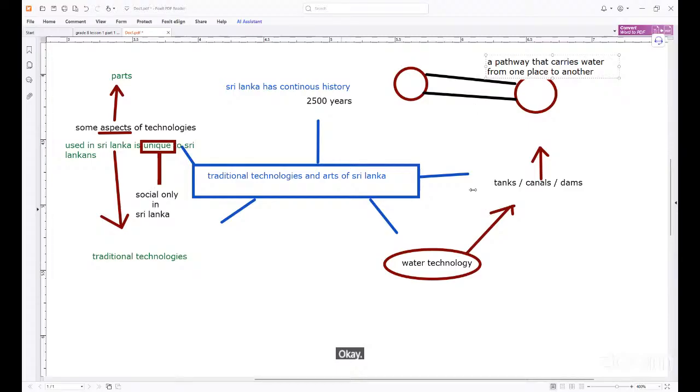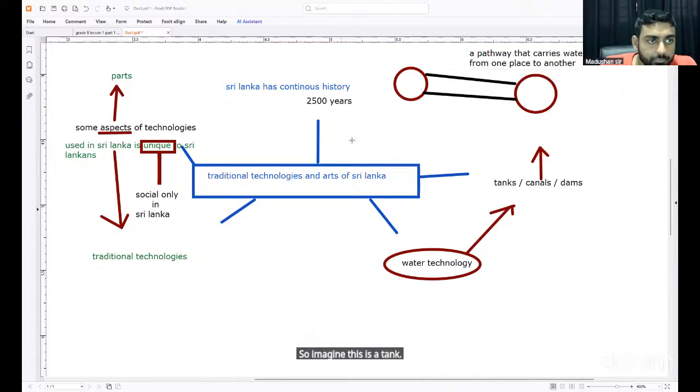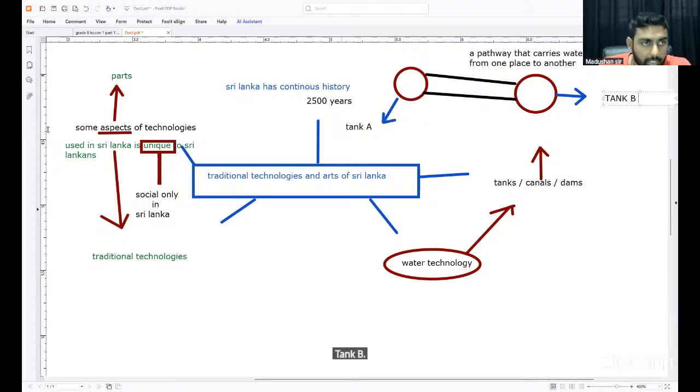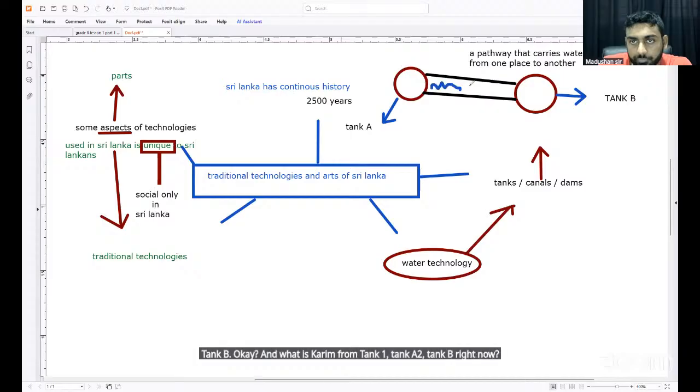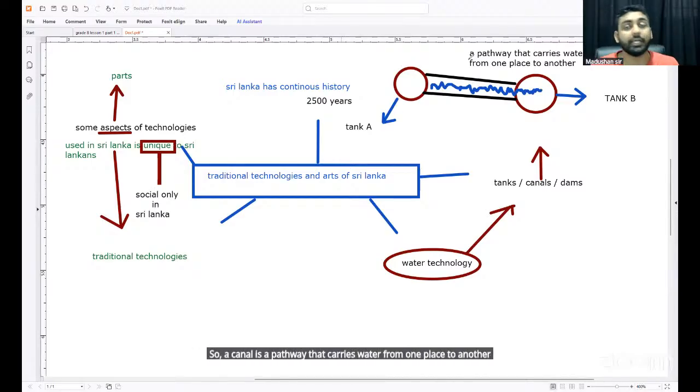Okay, again, a canal is a pathway that carries water from one place to another. Which means that it's like a road that takes water from one tank to another tank. So imagine this is a tank, right? This is a tank, and this is also a tank. Let's name this as tank A, tank B. And water is carrying from tank A to tank B right now. So a pathway that carries water from one place to another is called a canal.